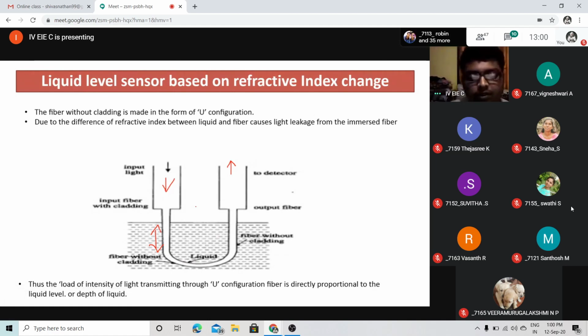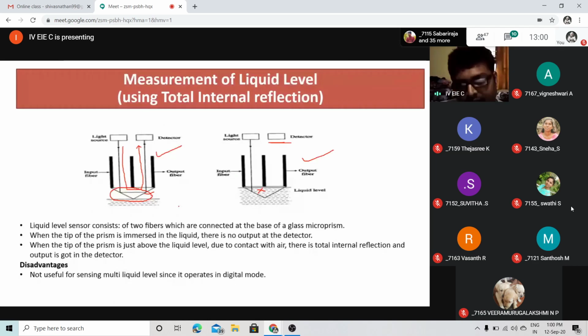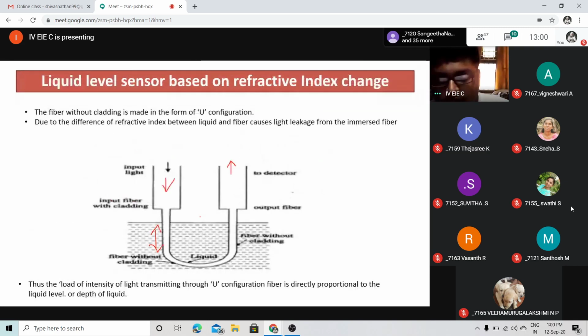Okay, so the advantage of the previous method and the method that is discussed now. You can see a microprism has been employed where total internal reflection takes place. If there is an increase in liquid level, I don't find any internal reflection. If there is no increase in level, I will find total internal reflection. So you can have the liquid level measured simply with either in or out of total internal reflection. Now, the second type corresponds to change in light intensity.